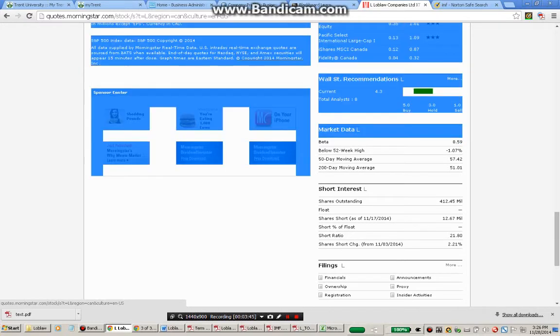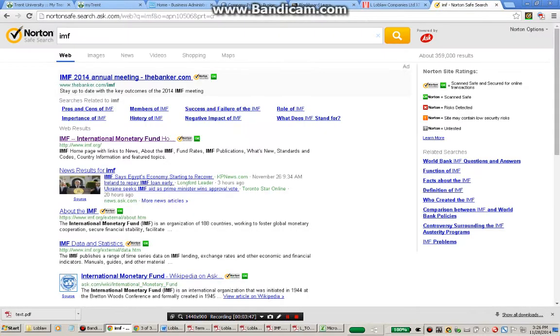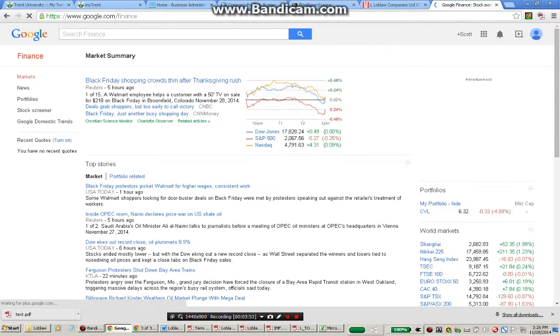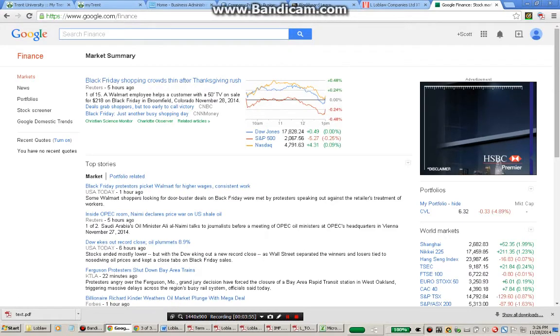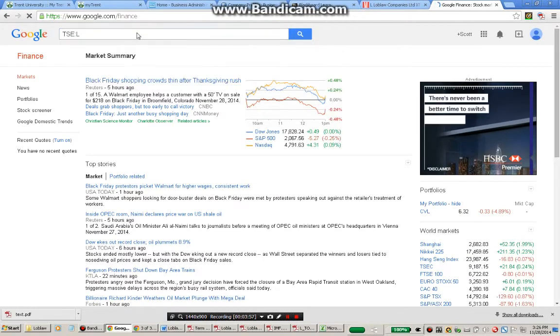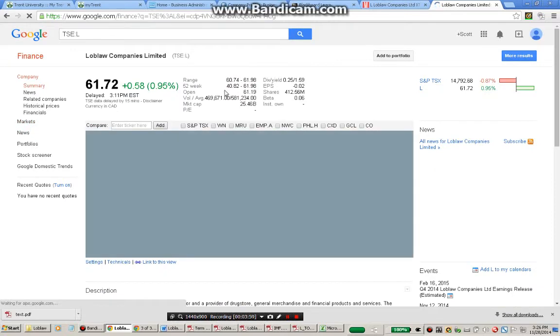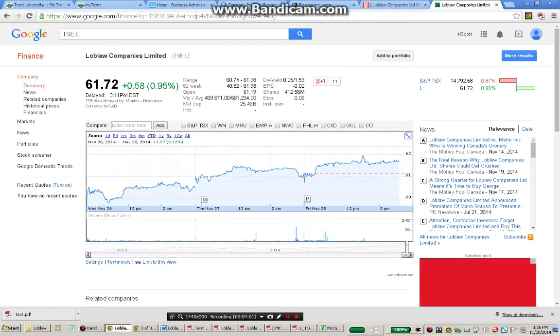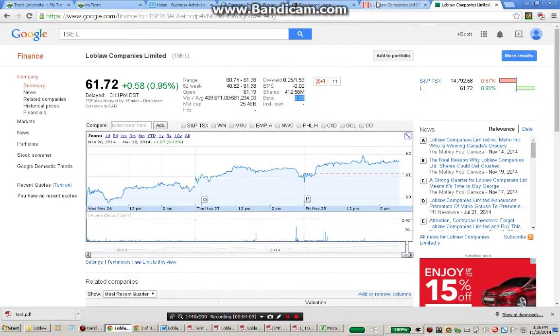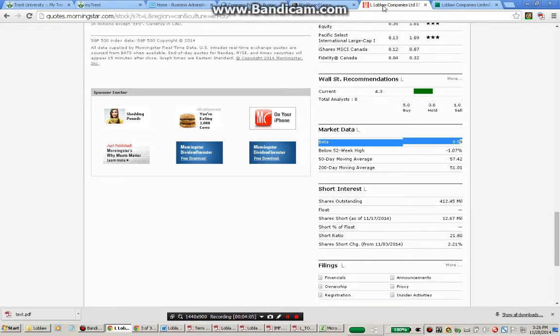So 0.59. Just want to compare that with Google Finance, see what they got. They could use different numbers in their calculations. So Loblaws. This guy, whoa, 0.006. 0.059. That's a big difference.